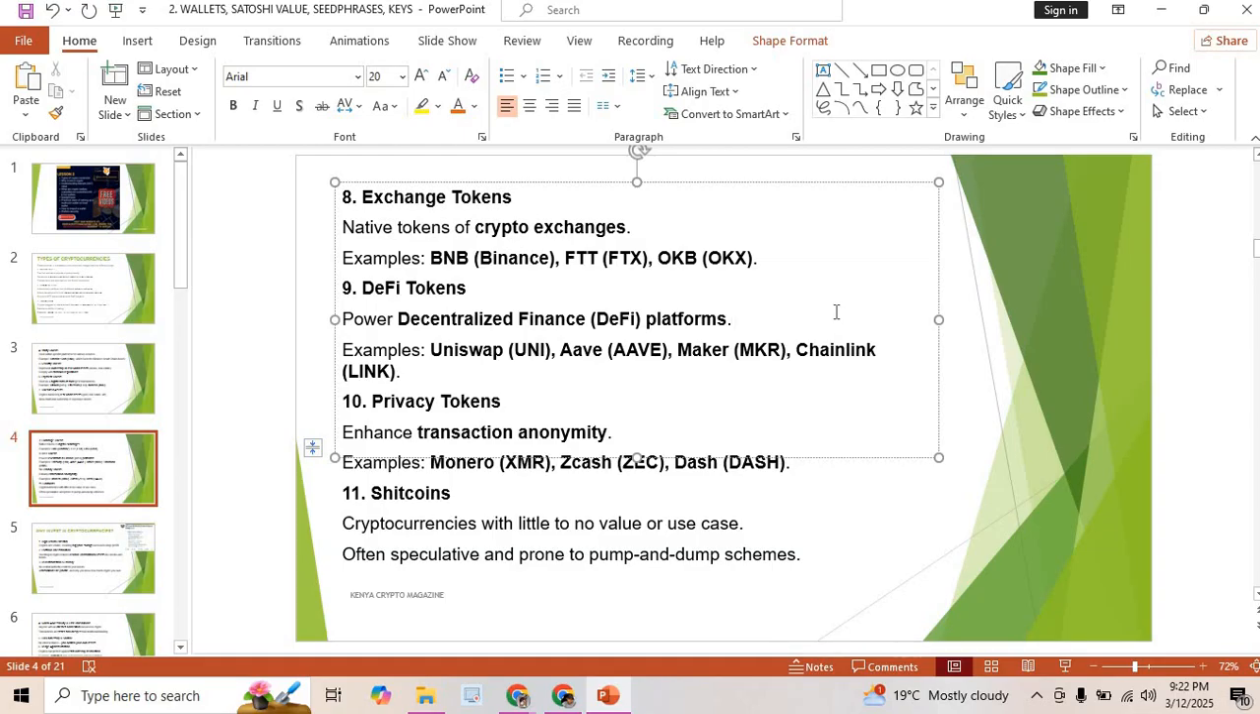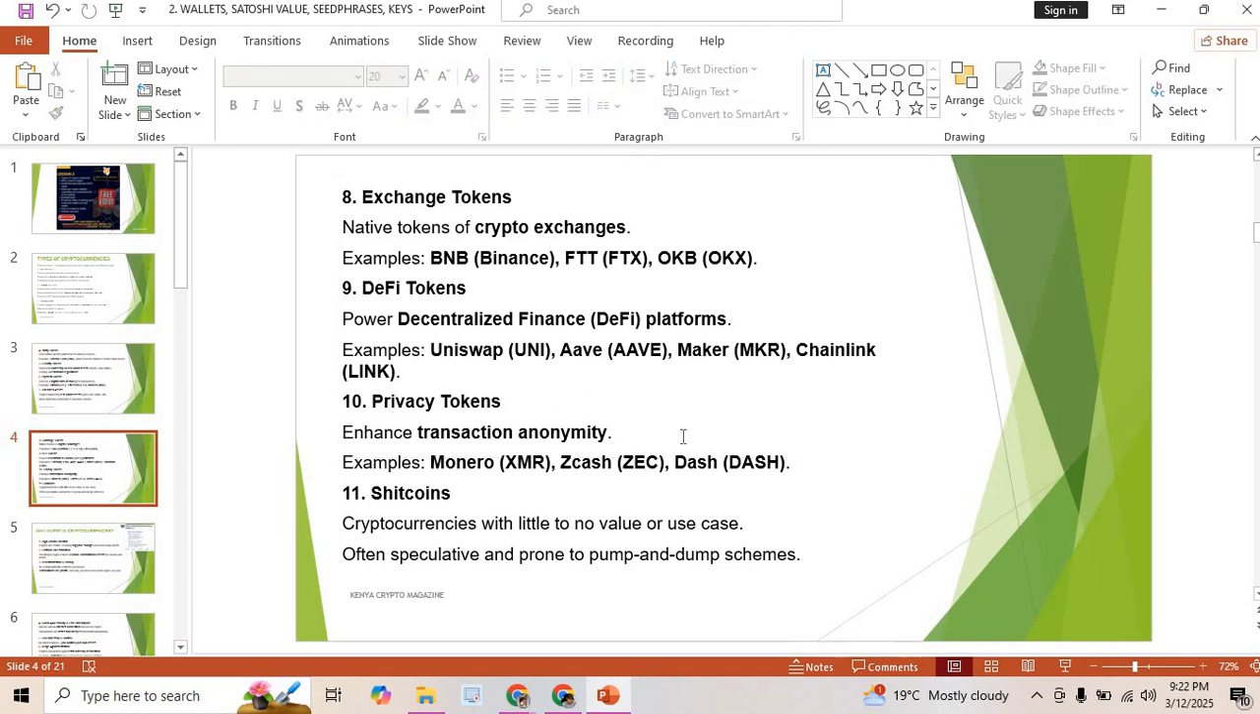Raydium, what else? Jupiter, what else? SushiSwap. All those are examples of decentralized exchanges. Actually, we're going to look at them next week. Early next week, we're going to look at decentralized exchanges.